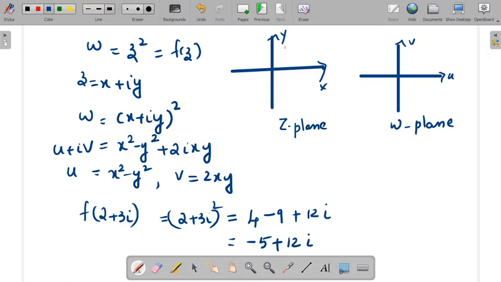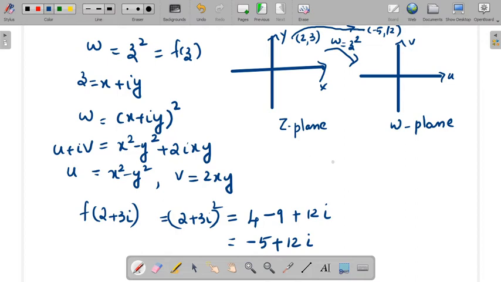So it suggests that if you take the point 2 plus 3i, that is x is 2, y is 3, in the z plane, its image under the map w equal to z square is minus 5, 12, somewhere here. The value of u is minus 5 and the value of v is 12. So this point 2, 3 is mapped to minus 5, 12.